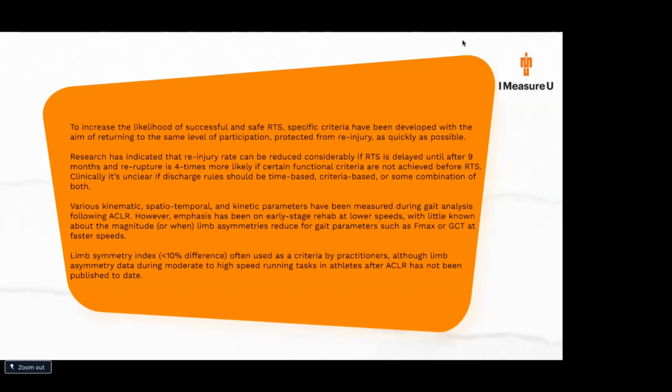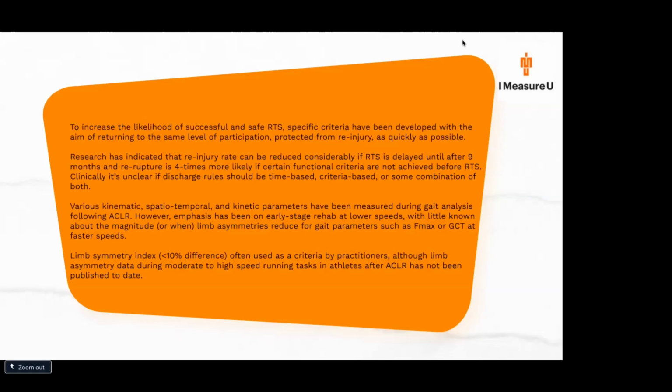But also there's this concept of functional criteria and clearance or clinical discharge. Another research paper which was cited indicated that re-rupture, so re-ACL rupture, is 4 times more likely if certain criteria are not achieved before return to sport. And then there's this argument whether the discharge should be time-based or criteria-based, or a combination of both. So that's setting the scene, really.